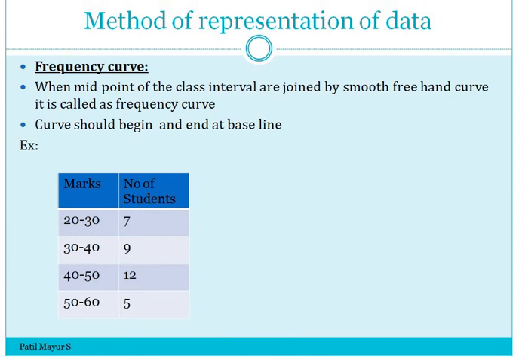Third is what? Third is the frequency curve. So what is a frequency curve? When the midpoints of the class intervals are joined by a smooth freehand curve, it is called a frequency curve. The curve should begin and end at the baseline. Simply, the same example is there.